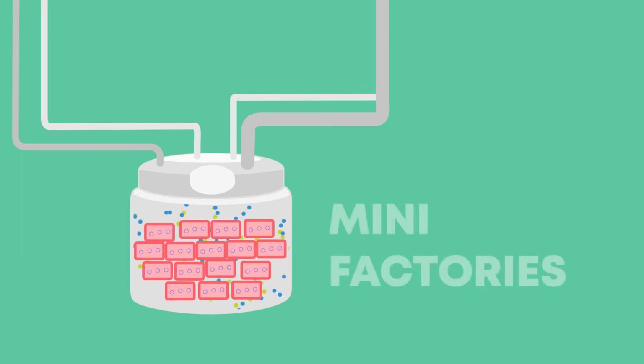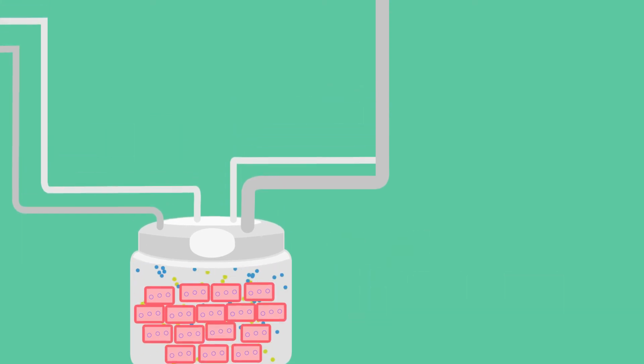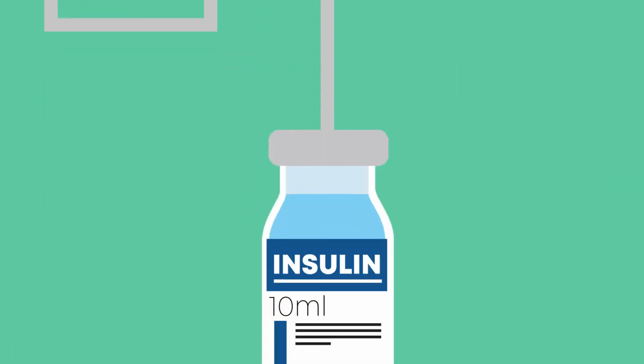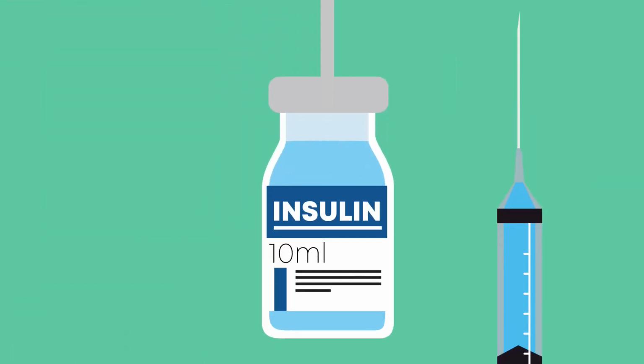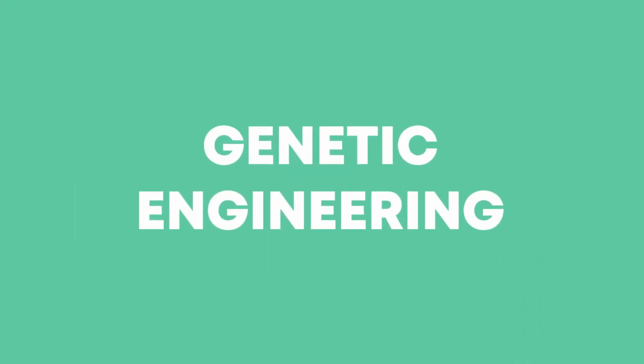The fermenter has become a culture of mini factories, all producing human insulin. The insulin is then extracted, purified, and packaged. Humans can now inject themselves with human insulin. And that is how genetic engineering works.